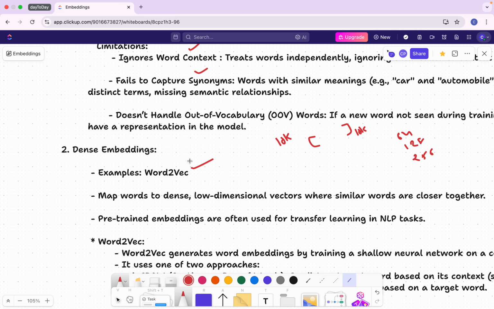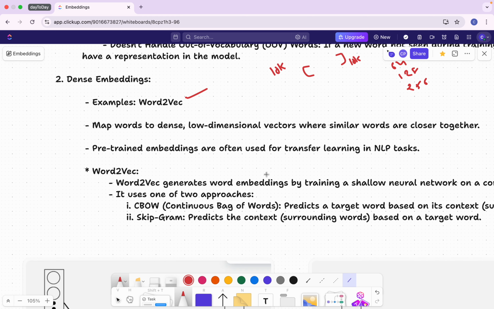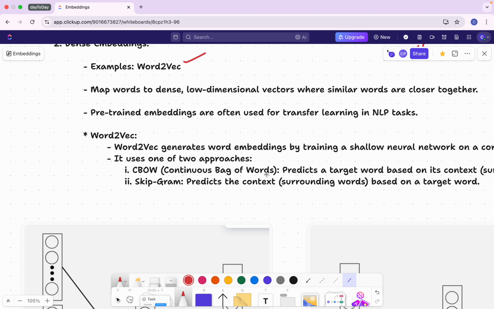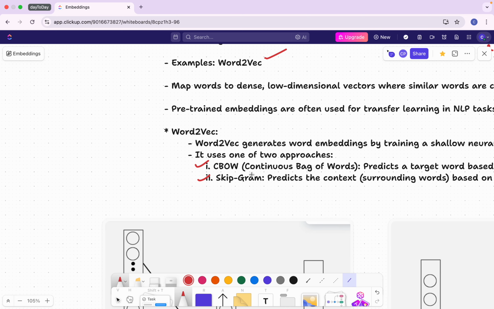So what does pre-trained mean? You train one kind of model, it creates the embeddings, and you store them. Whenever you need, you reutilize them, right? So this is basically pre-computed or pre-trained. Now let's see how these vectors are generated. One of the techniques is word2vec, and it uses two approaches. One is CBOW, continuous bag of words, and second is skip-gram, right? So let's see how CBOW works.